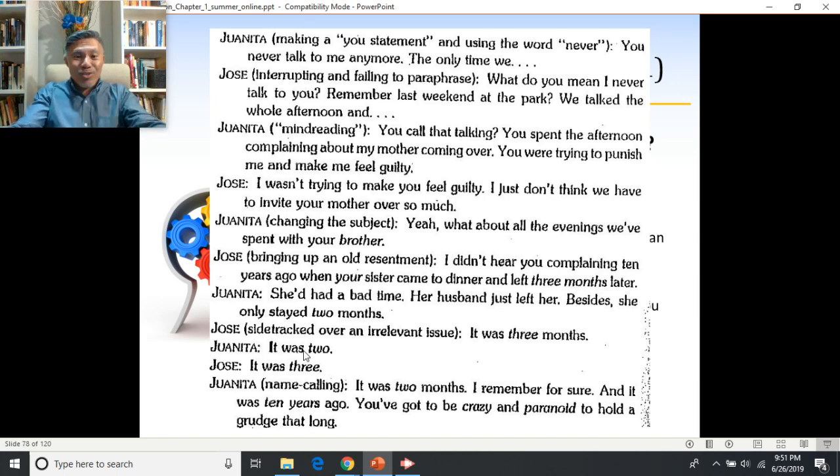Wait a minute. What was the original issue again? The original issue was whether or not Joe talked to Juanita anymore, right? The original issue was about Joe showing Juanita enough care and affection. It had nothing to do with this whole issue about somebody's sister and how long they stayed. But this happens all the time. This happens all the time when we're trying to resolve a problem, but the people that we're talking to bring up old resentments, or we're the ones who bring up old resentments, and then we go off on a tangent and we don't actually address the problem.